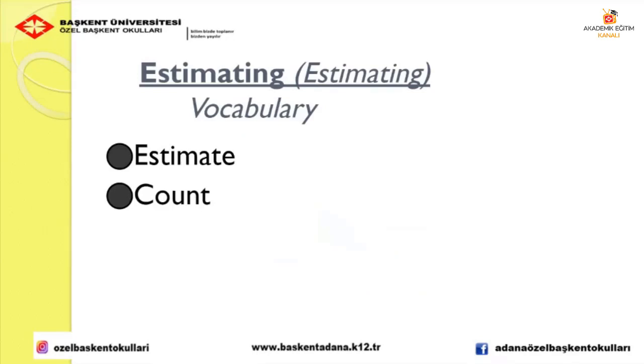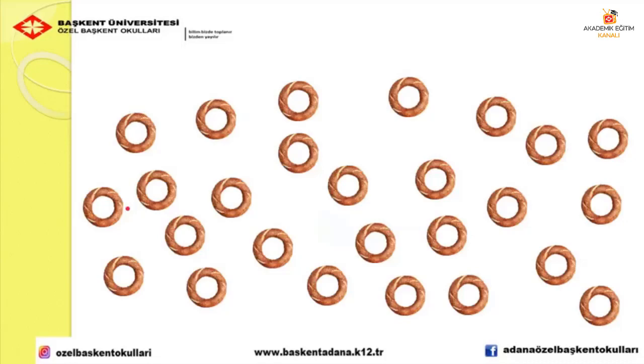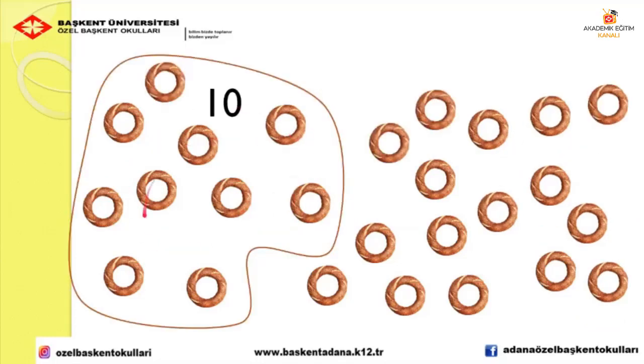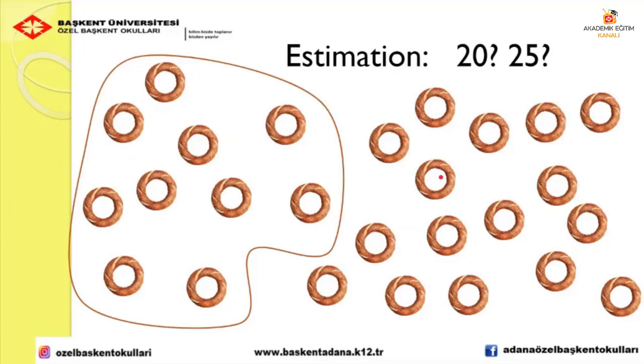Estimating. In this topic, the words to learn are estimate and count. Look at all these simites. How many do you think are there? Well, we can count them in twos, in fives, or in tens. This is a group of 10 simites. Then I estimate that there may be 20, 25 simites, maybe?